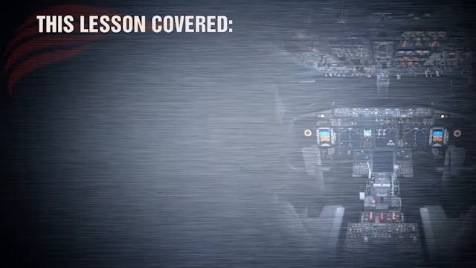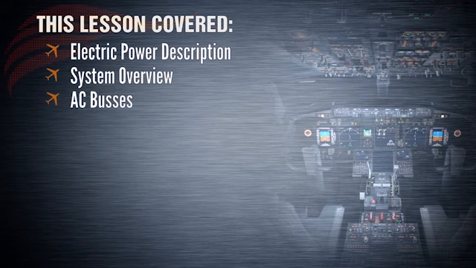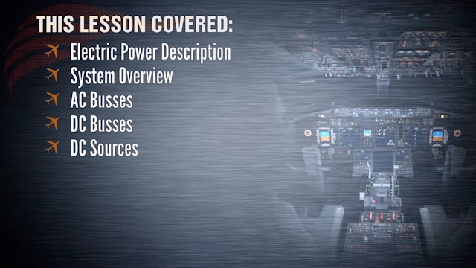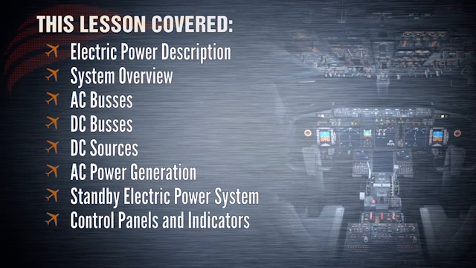This lesson covered the following topics: electric power description and types, 737NG electrical system overview, AC electric buses, DC electric buses, DC power sources, AC power generation, standby electric power system, electric system control panels and indicators, and a lesson summary.